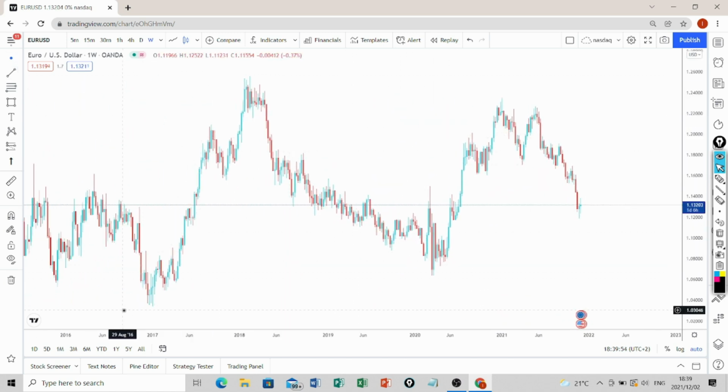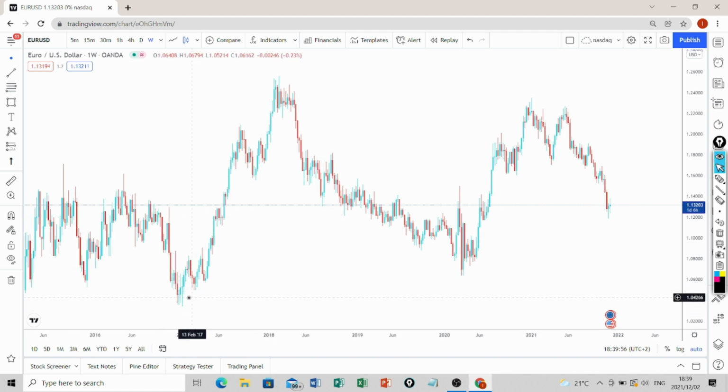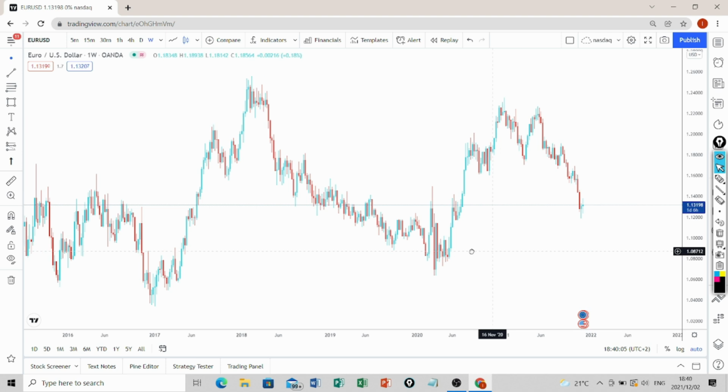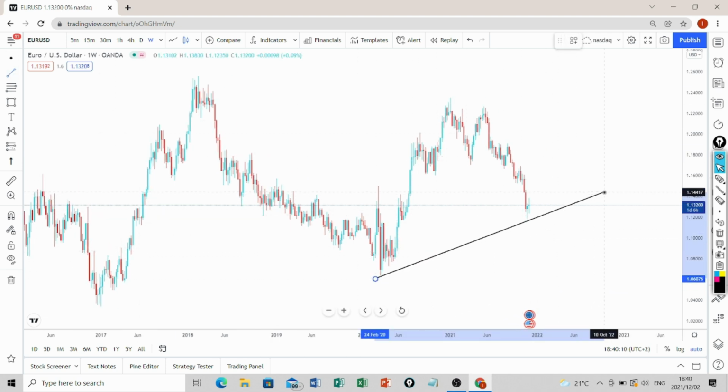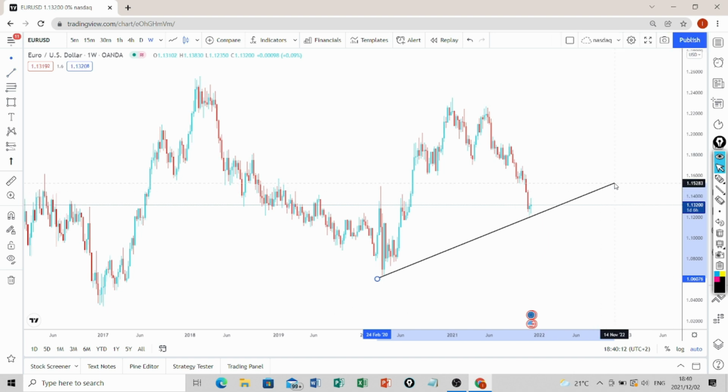On my weekly, I can already see that I had a low over here and I had another low, which is higher than this low, and I'm having another low, which is higher than this low. So since this is my weekly time frame, I would want to cater for my recent prices.